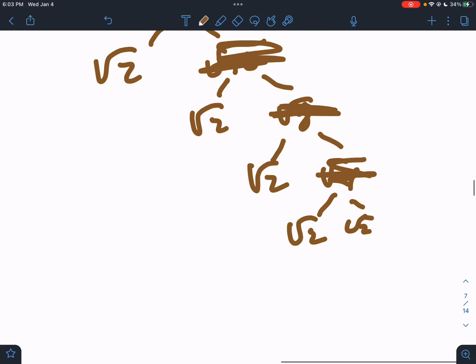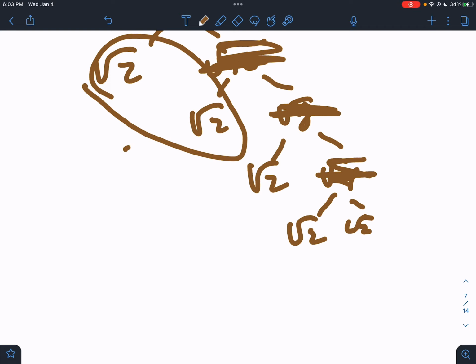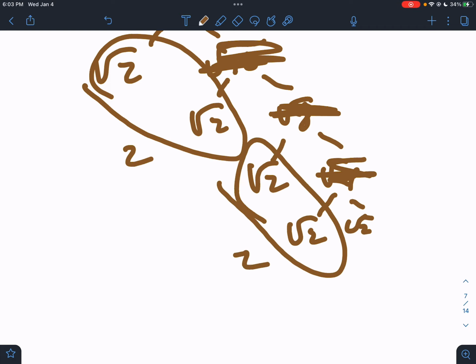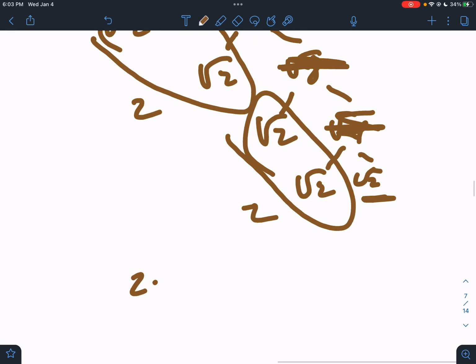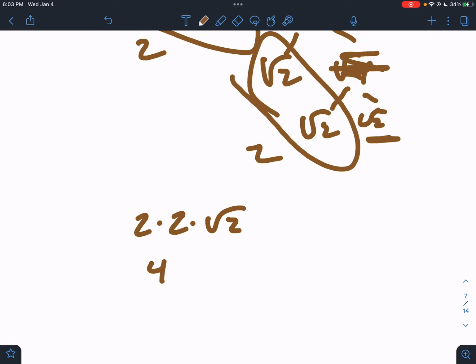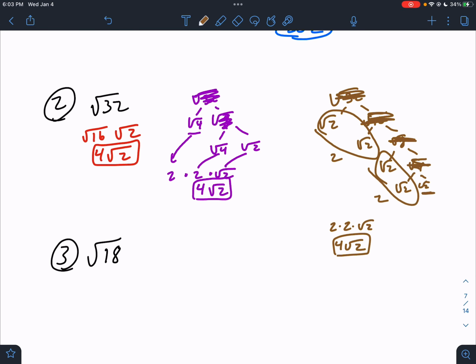So what do we have here? We have root 2 times root 2, that is whole number 2. Root 2 times root 2, that is whole number 2. And then we have another radical 2. So we have whole number 2 times radical 2, which is whole number 4 times radical 2. It doesn't matter which way you pick, they all end up in the same place.